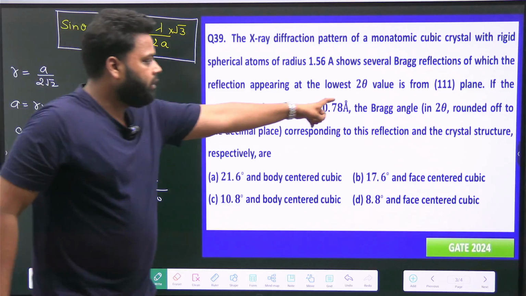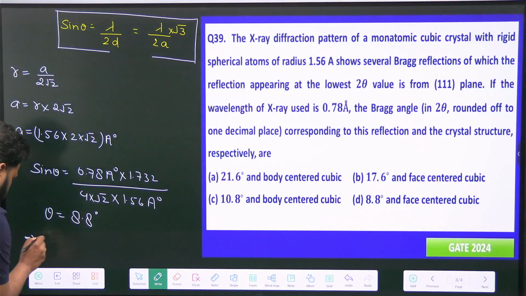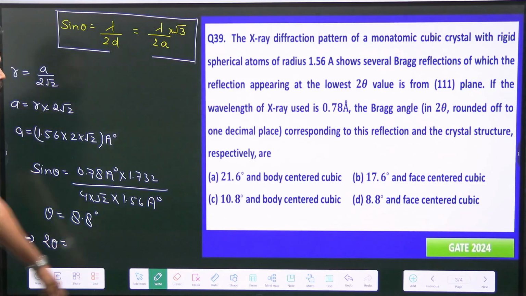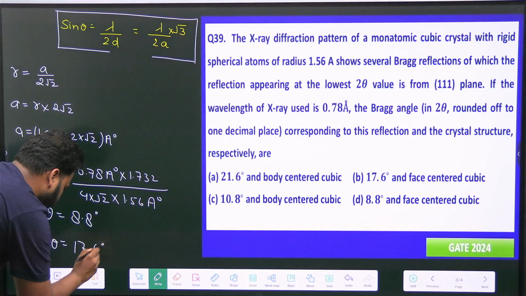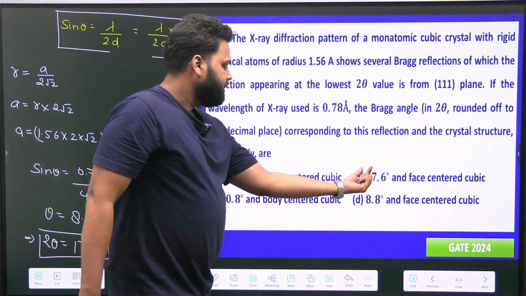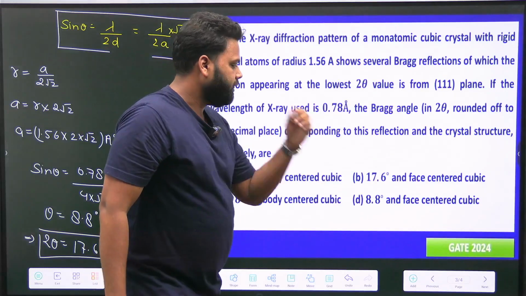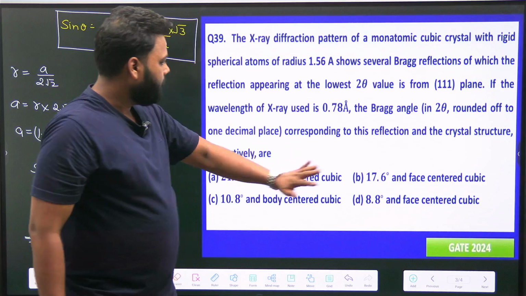But remember, we don't need theta, we need 2 theta. So just multiply by 2. So what will the 2 theta value be? 17.6 degrees. So the correct option is 17.6 degrees, and the crystal structure is face-centered cubic. That means option B is correct.